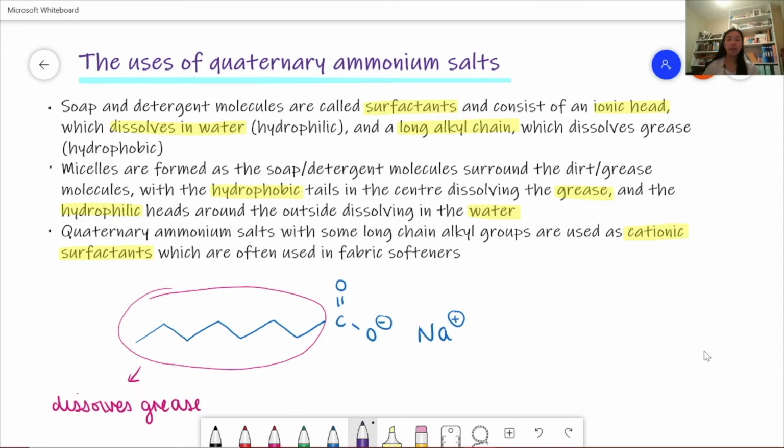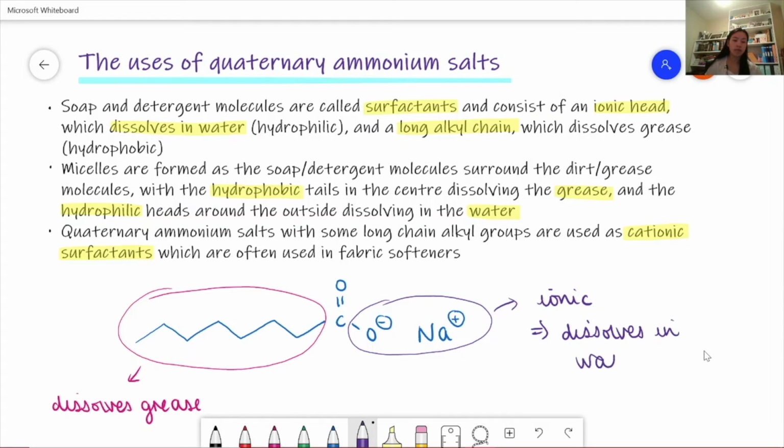Whereas this bit here, because it's ionic, therefore we can form hydrogen bonds, and so this dissolves in water. And so the purple bit is what we call the ionic head. And then we have the long chain, which we call a tail sometimes.